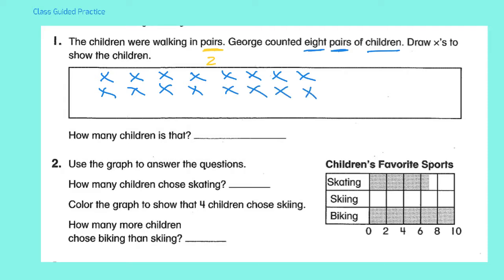And it says, how many children is that? Let's go ahead and count together. And we can count by 2s because they're in groups of pairs. 2, 4, 6, 8, 10, 12, 14, 16. So we know there were 16 children.